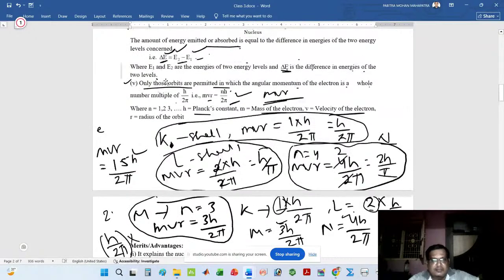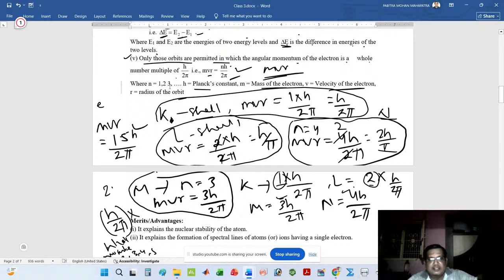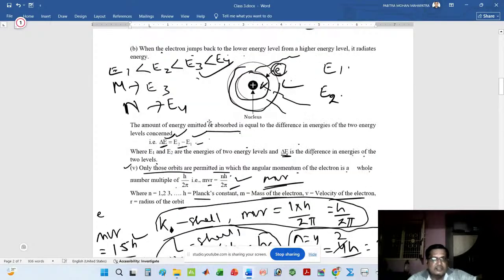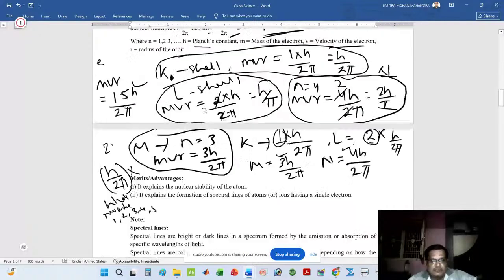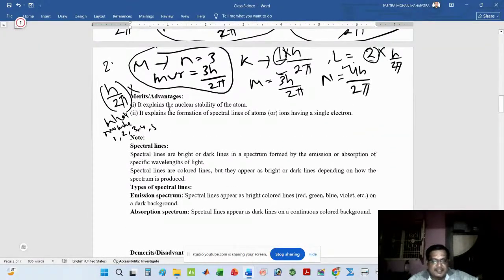The last point is that only those orbits are permitted in which the angular momentum of the electron is a whole number multiple of h by 2 pi, that is mvr is equal to nh by 2 pi. Here n is 1, 2, 3, h is Planck's constant, m is the mass of the electron, v is the velocity of the electron, r is the radius of the orbit. These points were clearly explained by Niels Bohr. Let me explain what the merits are.